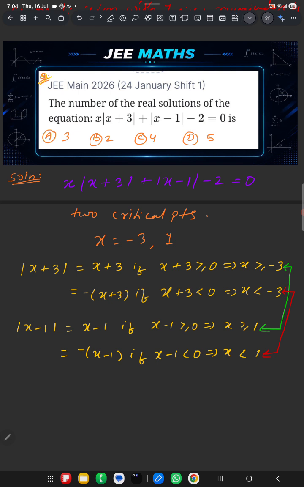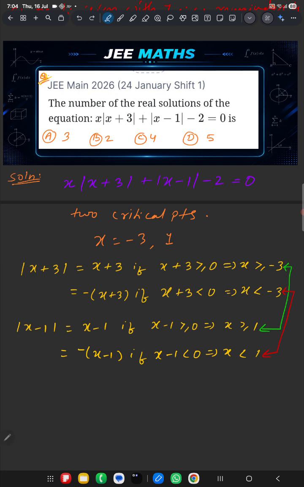So we will discuss these two cases first, then we will discuss the points between −3 and 1. So let us start. Just erase it, because we will discuss these points later on, which are in the interval from −3 to 1.